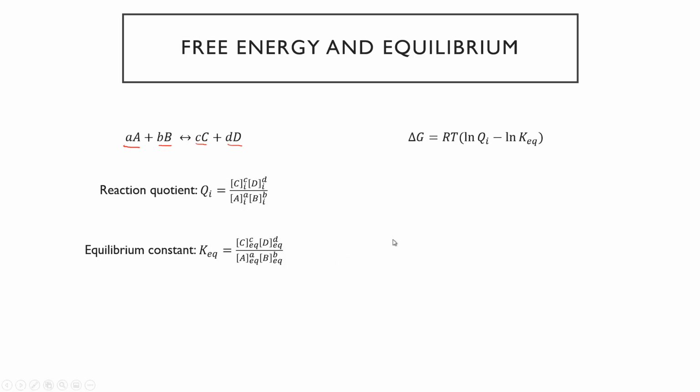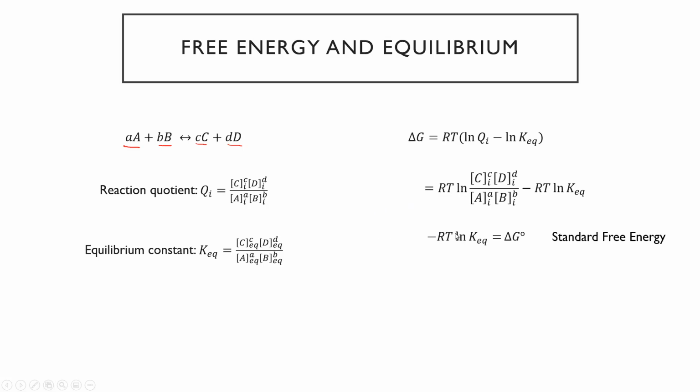In fact, you can describe mathematically the change in free energy of any reaction as the difference between the equilibrium constant and any other point in its reaction. So mathematically, it looks like this. Delta G equals RT, where R is the ideal gas constant, times temperature in Kelvin, times the natural logarithm of that reaction quotient, and then subtract the natural logarithm of the equilibrium constant. And so if we replace Q with, again, that ratio, it looks like this.